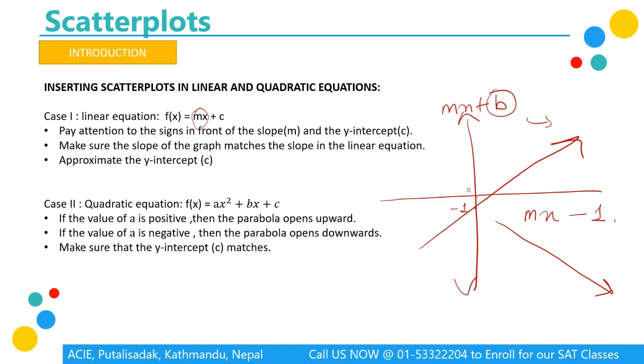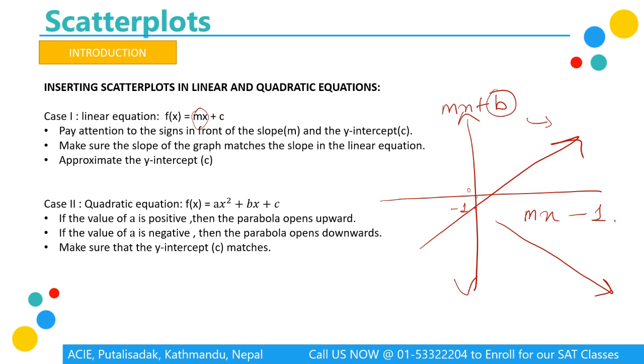Now also make sure the slope of the graph matches the slope in the linear equation. So the slope you calculate from the given graph should match completely with the slope that we're using in the linear equation itself. And also we can always approximate the value of the y-intercept, and in most SAT questions it's given pretty well; they still say whole numbers are used instead of fractions or any such numbers.